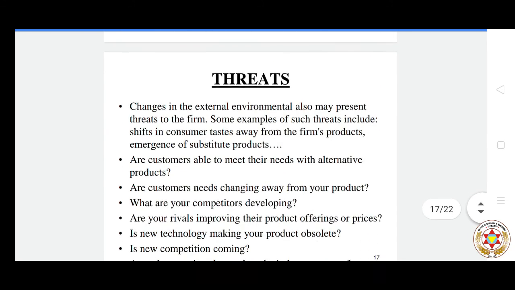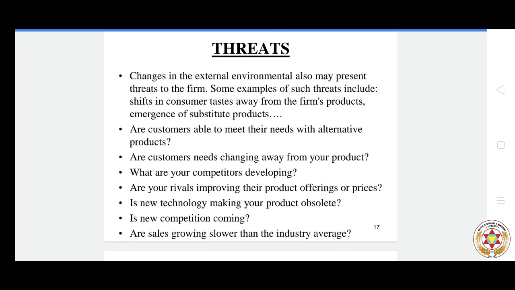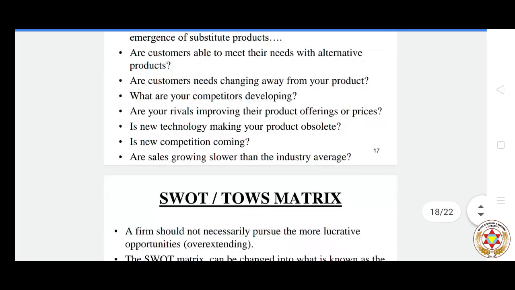The threats which are available are, for example, a shift in customer taste away from the firm's product, or the emergence of substitute products, or new regulation, or an increase in trade barriers. The questions asked are: are customers able to meet their needs with alternative products, or are customers' needs changing away from your products? Or what are your competitors developing? Are your rivals improving their product offerings or prices? Or is new technology making your product obsolete? Or is your cash flow and debt position healthy? Or are your employees satisfied? Or is there a high turnover rate? Or is there new competition coming? Or are your sales growing slowly within the industry averages?